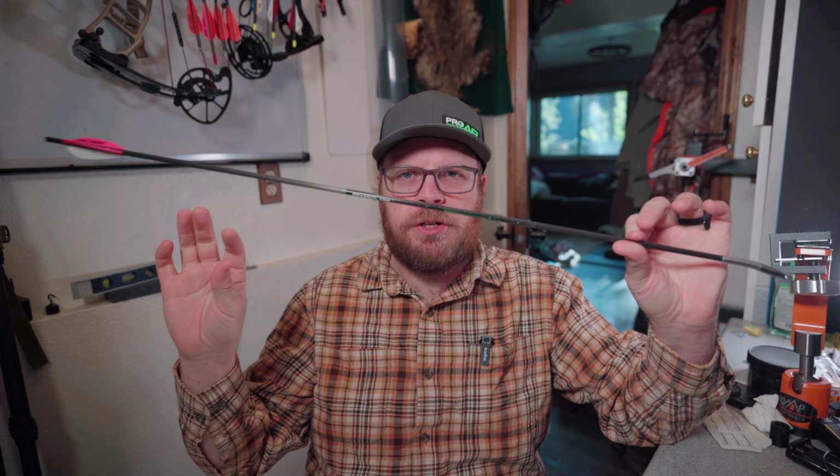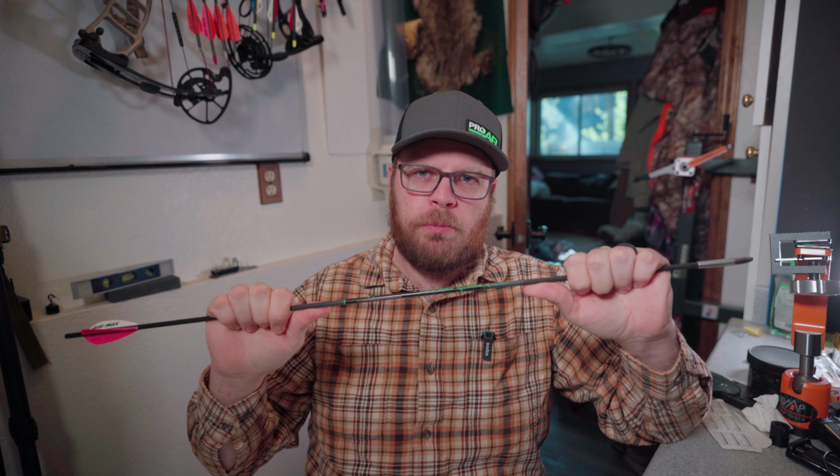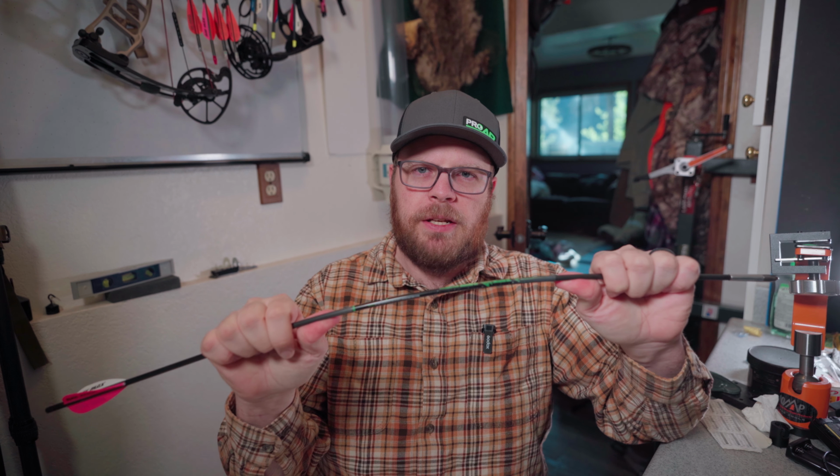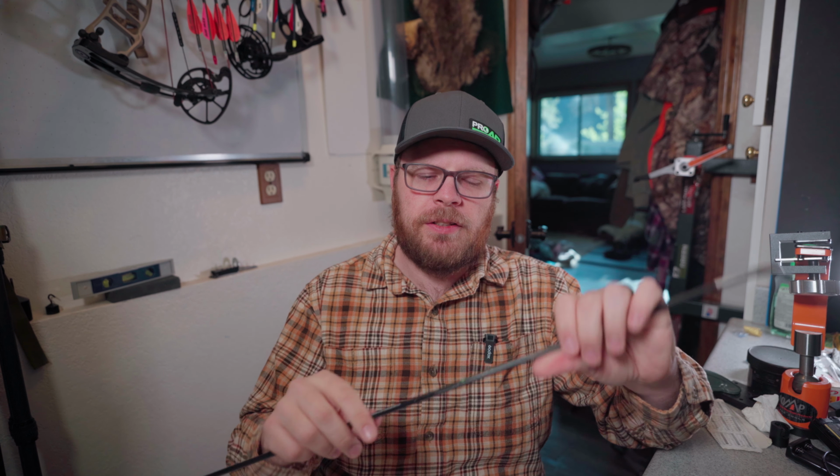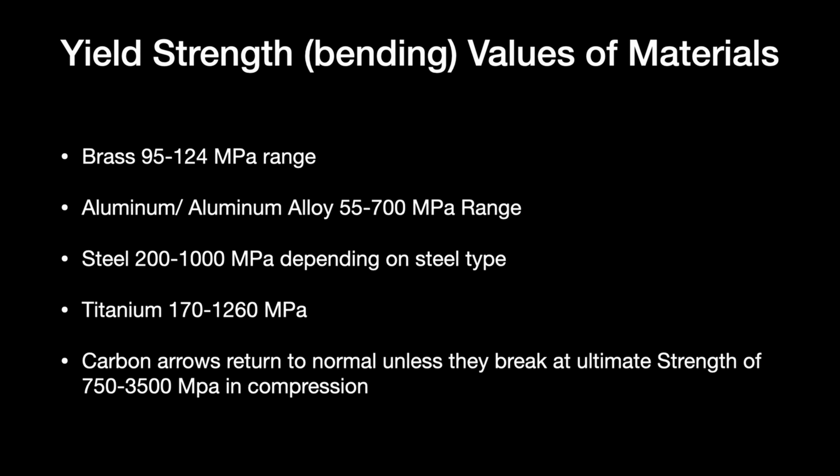Now, interestingly enough, carbon, as you might know, as a carbon shaft here, can bend a lot and return to its original shape. In fact, it doesn't have a yield strength because carbon will bend and bend and bend until it breaks. So it has an ultimate strength, which is significantly higher than that of our components. Carbon doesn't break until 750 to 3,500 is its range. So 750 to 3,500 megapascals.